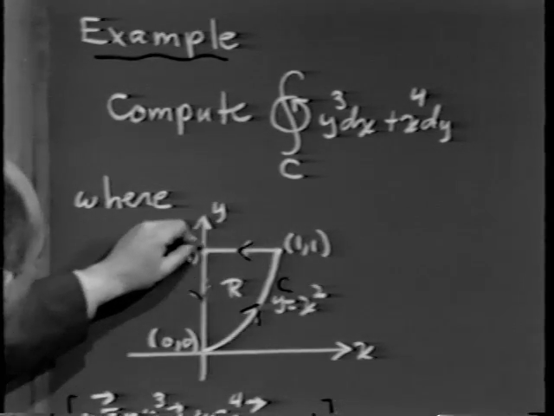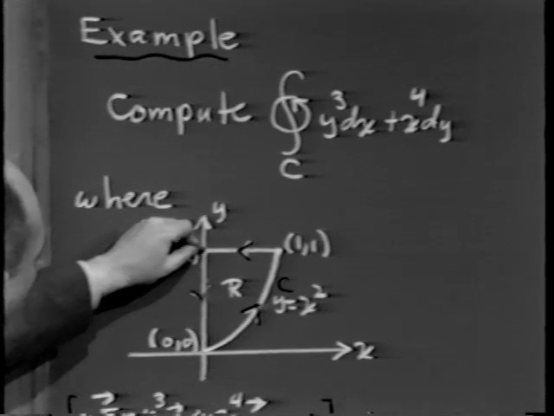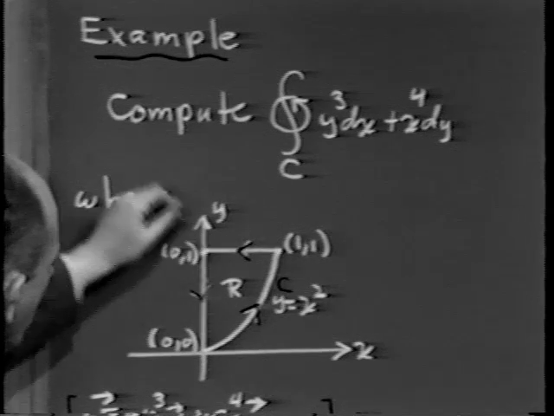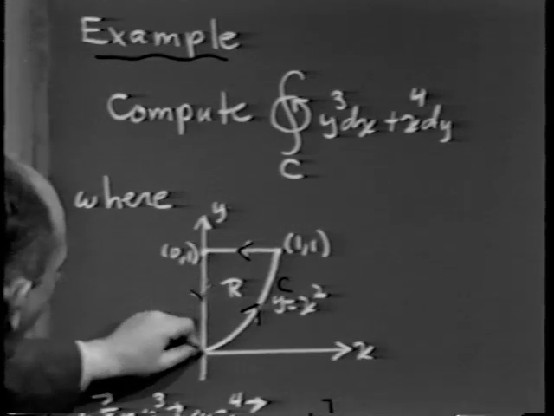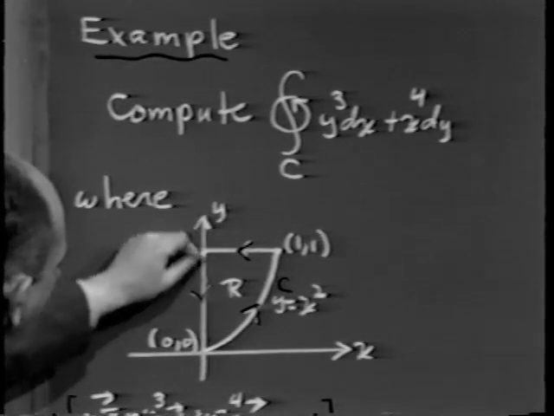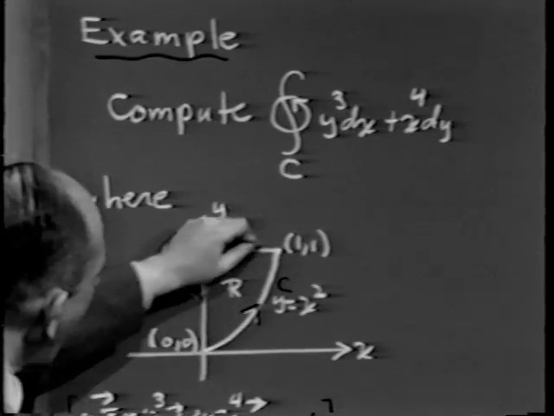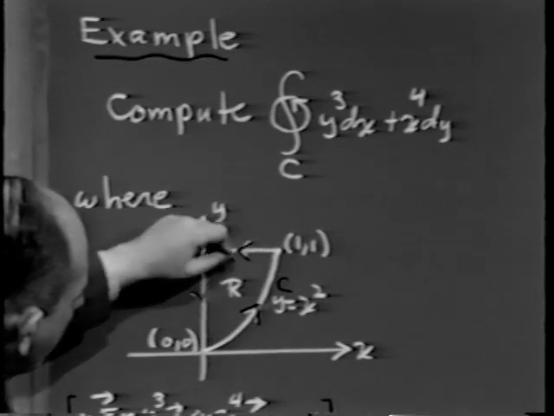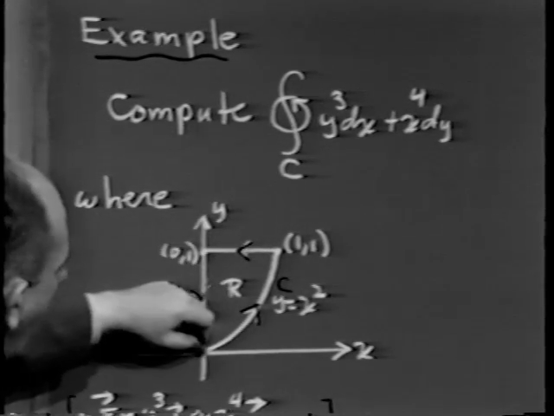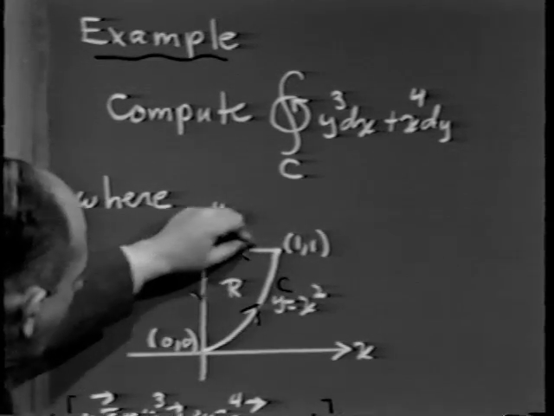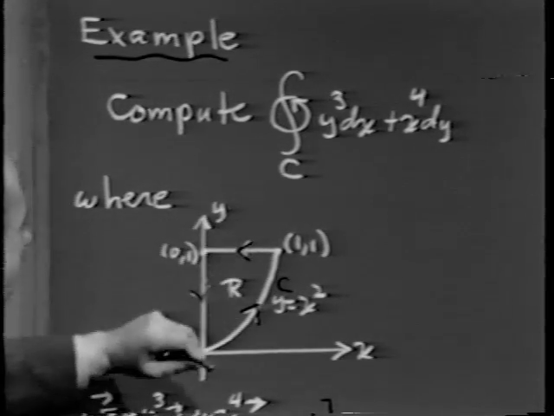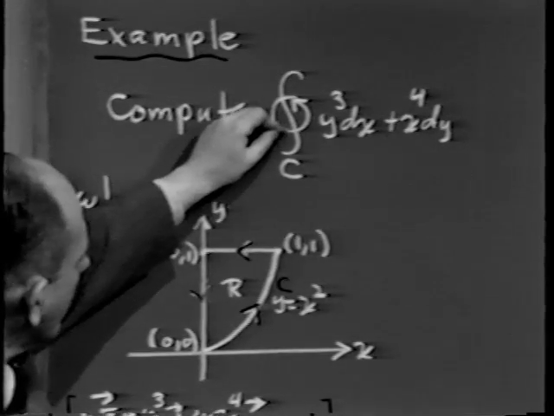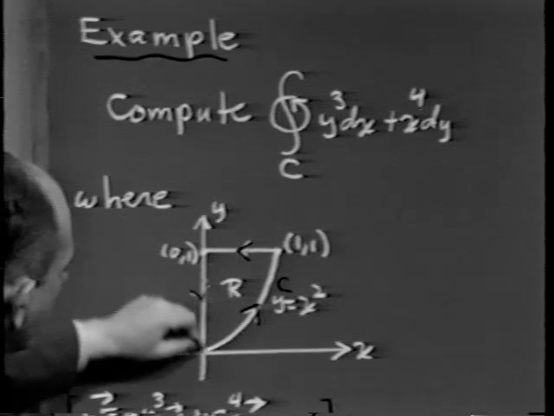Then I move from 1, 1 to 0, 1 along the line y equals 1. And then I move from 0, 1 down to 0, 0 along the line x equals 0. The boundary of this is what I'm calling my curve C. Notice that the region R enclosed by C lies on my left as I traverse the boundary of C. And what I want to do is to find the value of this line integral along this particular closed curve C.